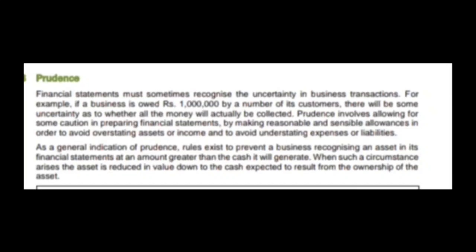Prudence concept. Financial statements must sometimes recognize the uncertainty in business transactions. For example, if a business is owed 1 million from a number of customers, there is some uncertainty as to whether all the money will actually be collected or not. So all you guys know about bad debts or doubtful debts. So, what are these doubtful debts? As we have discussed before in our other lectures, the allowance for bad debt is just an estimate and not the actual uncollectibles.